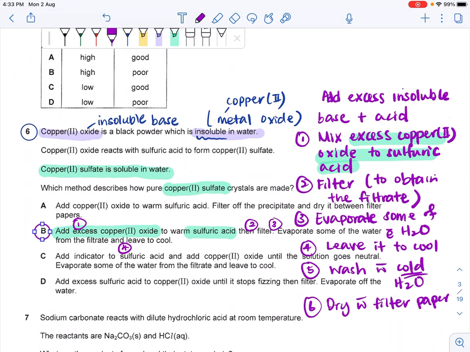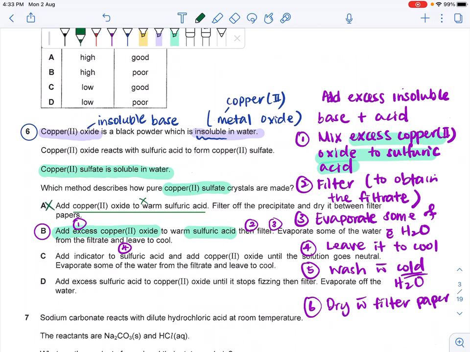Now, the other options we can evaluate based on what is given also. If we look at option A, there's no mention of excess solid, so this itself will not work well. And if you filter off the precipitate, there is actually the copper 2 oxide and it's not a precipitate that's formed. So this will be crossed out.